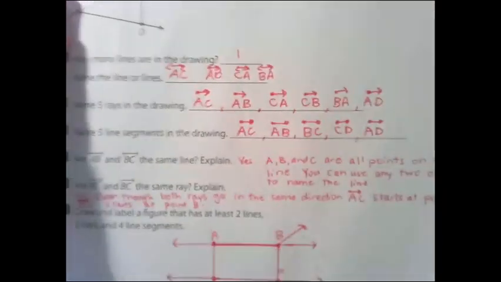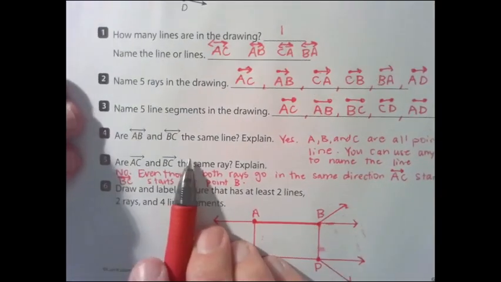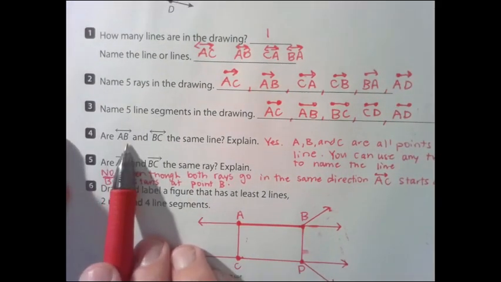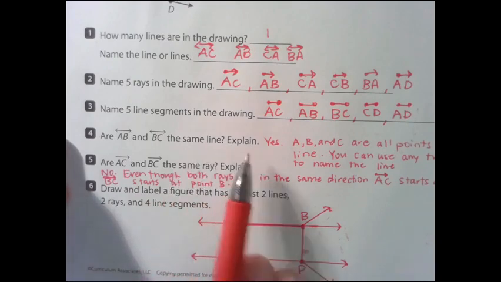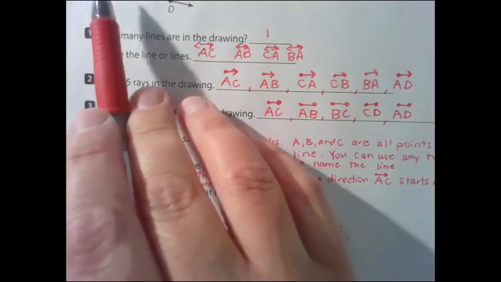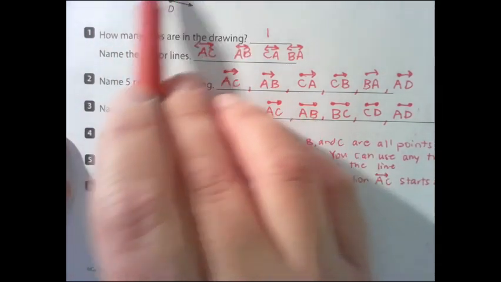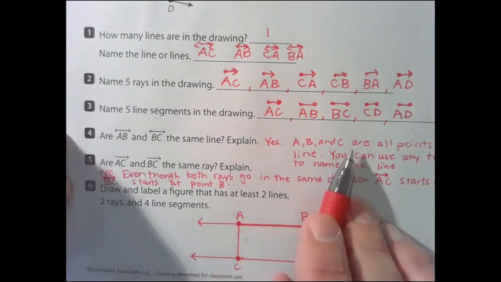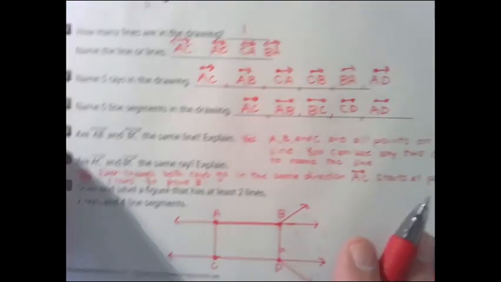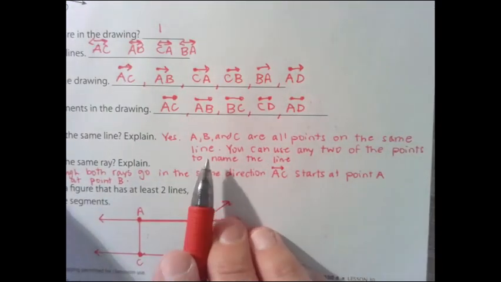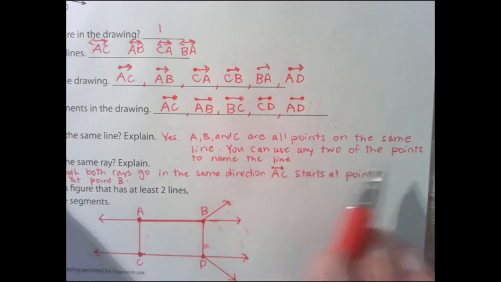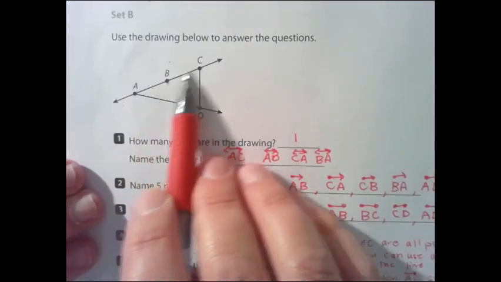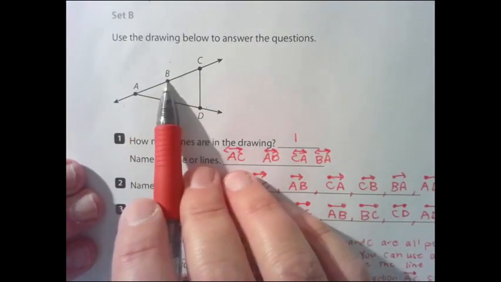All right, and number 4, I've done it already, but we'll talk it through. It says, are line AB and line AC the same line? Explain. So the answer is yes. They are the same line because A, B, and C are all points on the same line, and you can use any 2 points to name the line. So because all the points up here are on the same line, you can use any of these 2 points to name it.